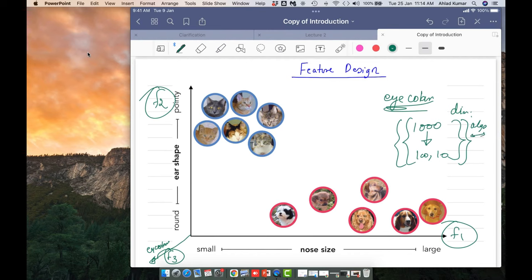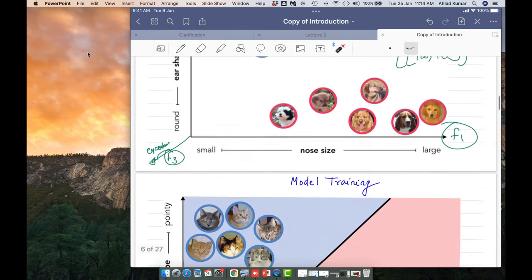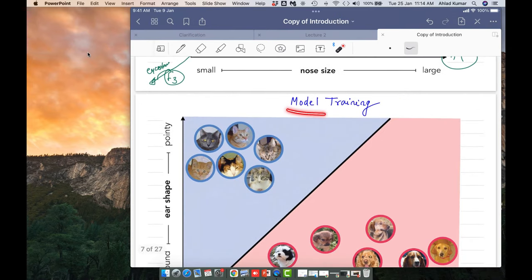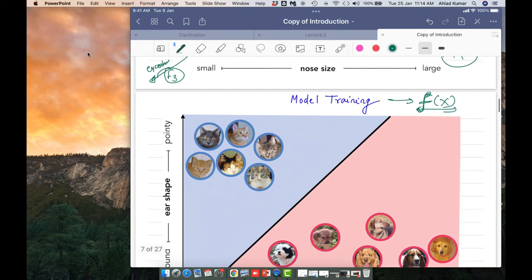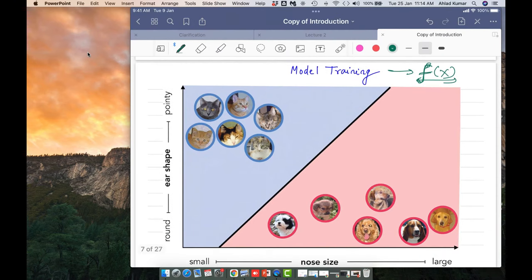Okay, so now we have feature design as the second stage done. Now comes the third step, which is called model training, or coming up with the function f(x). That is what we were discussing when we started our lecture. Model training is nothing but coming up with the function f(x), and this is the function.